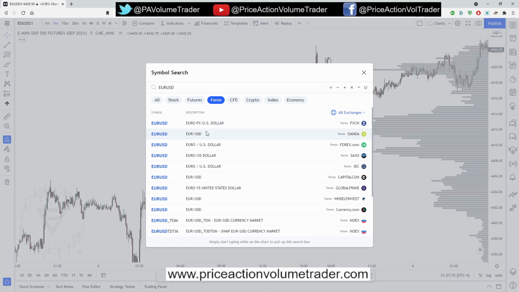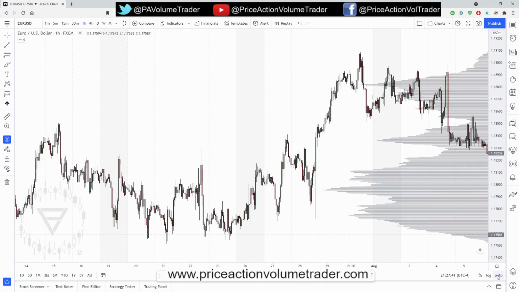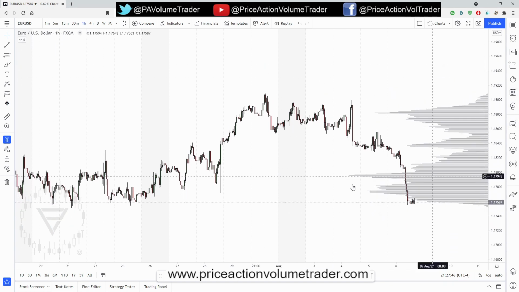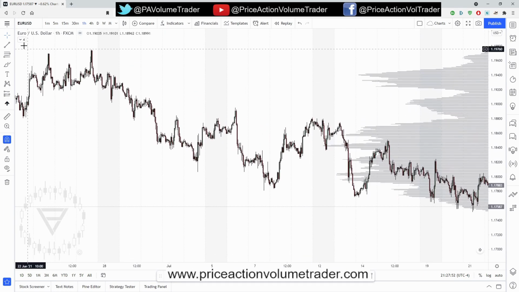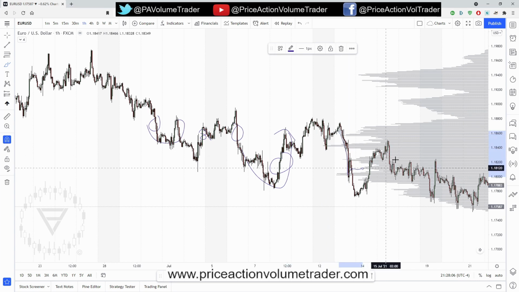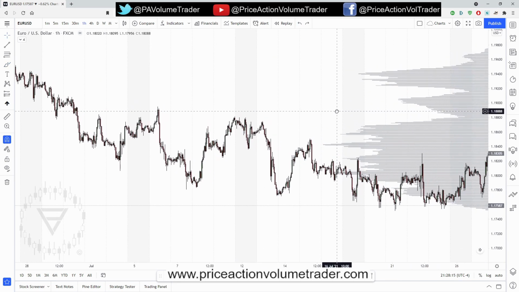Let's go to Euro US dollar, 1 hour. And then you can see the same thing here. We got gaps, they get filled back, little gap, filled, little gap, filled back, gap here, filled back. So you see these everywhere, and then you just use them to set up your levels and your take profits.